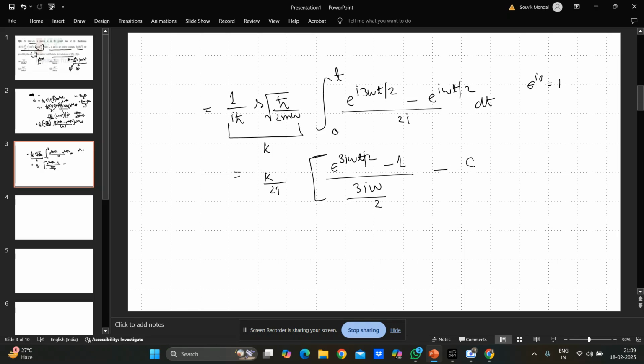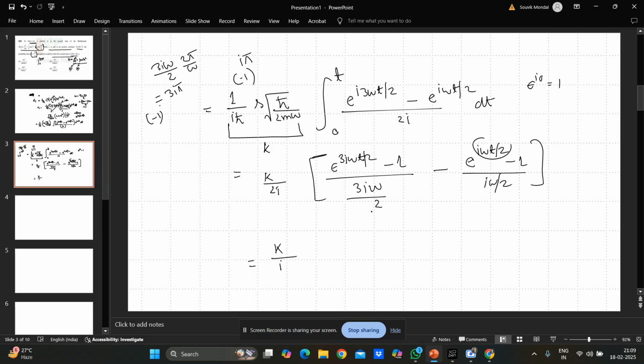Okay, e to the power i omega t by 2 minus 1 divided by i omega by 2. Now, if you put t equal to 2 pi by omega, 3 i omega by 2 into 2 pi by omega will give you 3i pi, and for this part it will give you i pi. And e to the power 3i pi and e to the power i pi both have value minus 1.